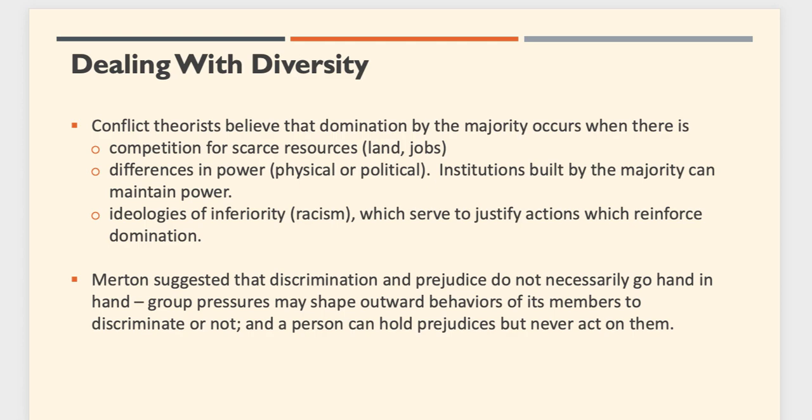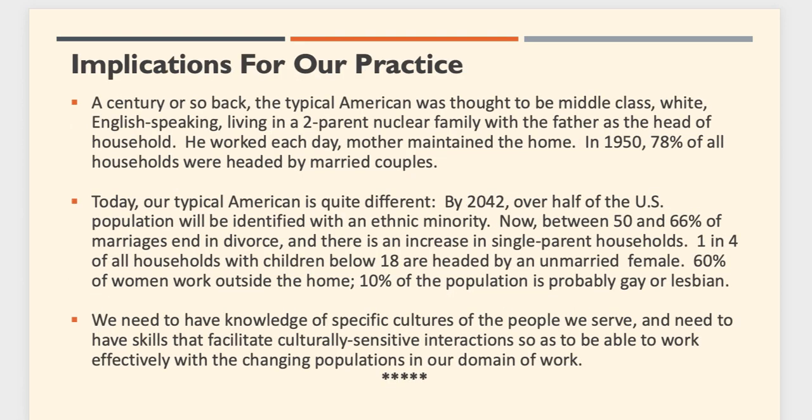Just an interesting thought. Maybe 100 years ago, maybe not even that long ago, the typical American was thought to be middle class, white, English speaking, generally living in a two-parent nuclear family with the father as the head of the household. Perhaps the grandparents came to live with the family as they became older, but generally speaking, it was mother and father and children. The house with the white picket fence and maybe 2 cars. The father went out of the home each day and worked, brought home the income. The mom stayed home and maintained the home and was there to receive the children when they came home from school with cookies and milk.